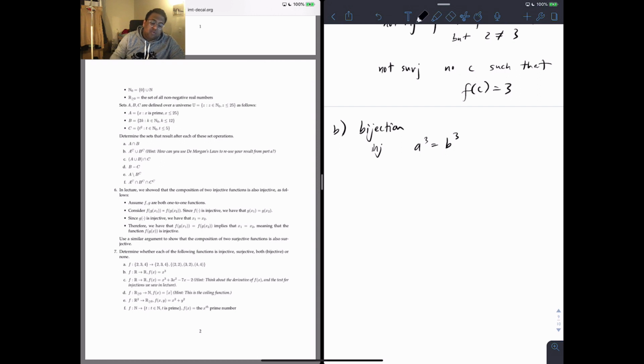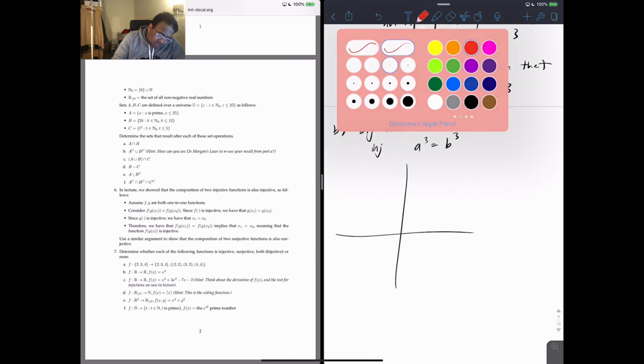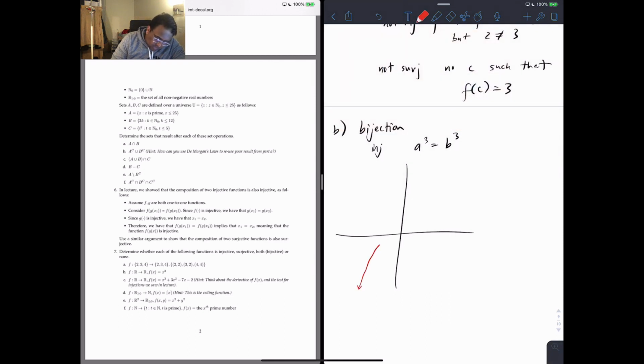We know that if two cubes are equal, then the roots of the cubes are also equal. And an easy way of looking at this is just by drawing the picture of x cubed. It looks something like this. And we see the function never outputs the same value more than once because it's strictly increasing. Okay, so this is certainly an injection.